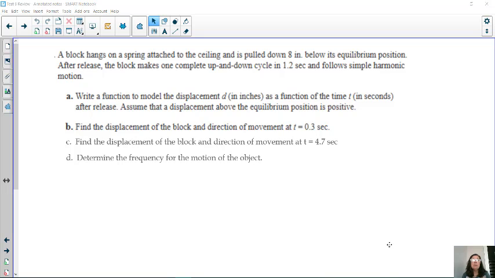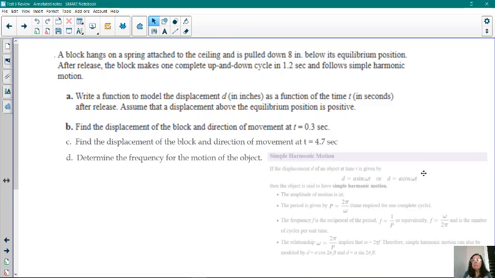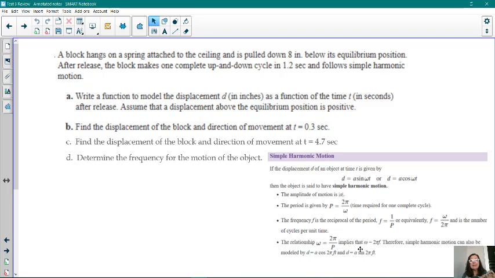First thing we're asked to do is write a function to model the displacement d in inches as a function of the time t in seconds after release. Assume that a displacement above equilibrium position is positive. So we want to remember the formulas we have for simple harmonic motion, but we don't want to neglect that this is really just sketching a graph and finding an equation for that graph.